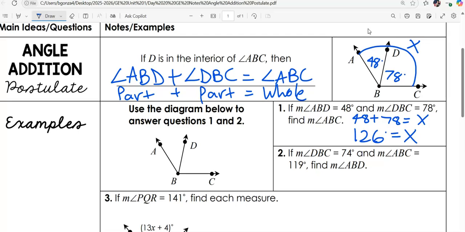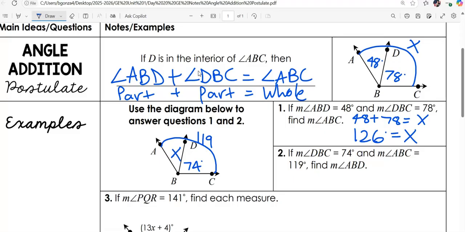Okay, next one. Part plus part equals whole. I'm going to use this picture over here. DBC is 74. Now follow D to B to C, 74 degrees. And then it says ABC is 119. Now, watch this. ABC. Isn't that the whole thing? ABC, 119. The most common mistake is people just assume where these numbers go. You got to look at the, put this away, put it in your pocket. What's missing is ABD. From A to B to D, this left part, we'll call it X.